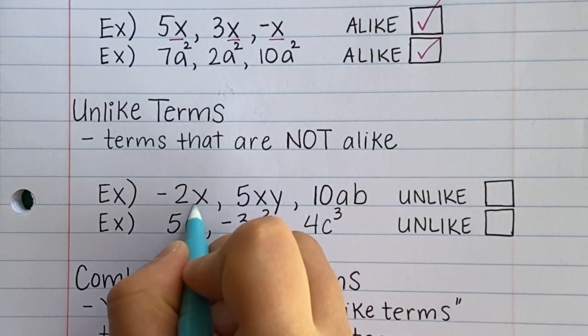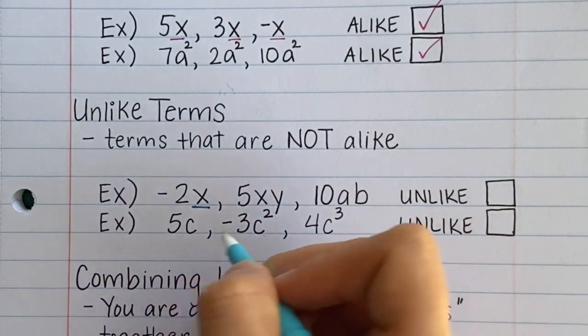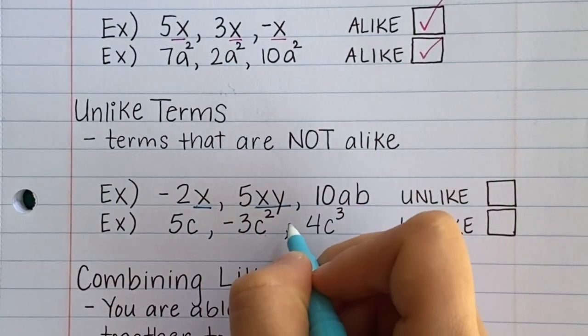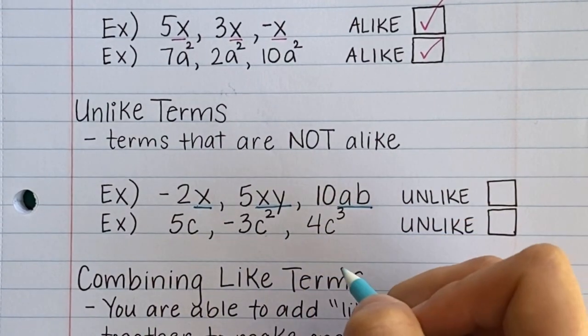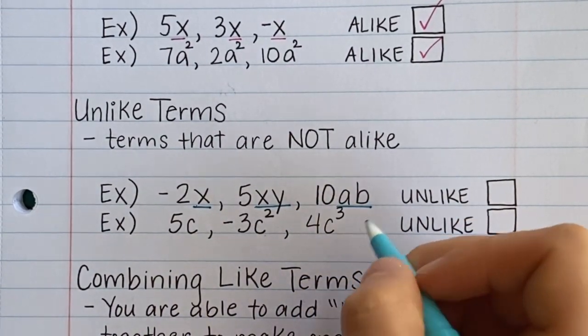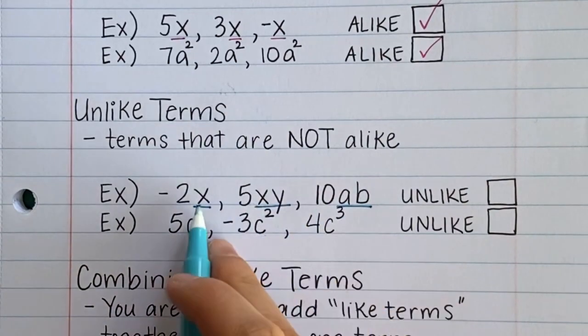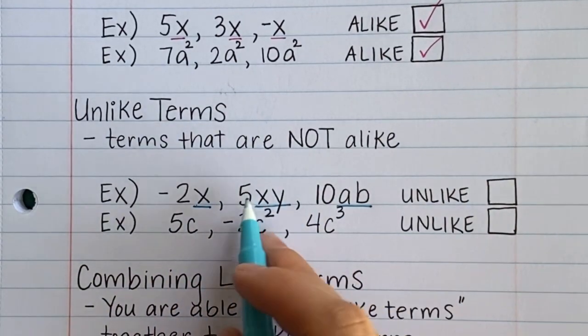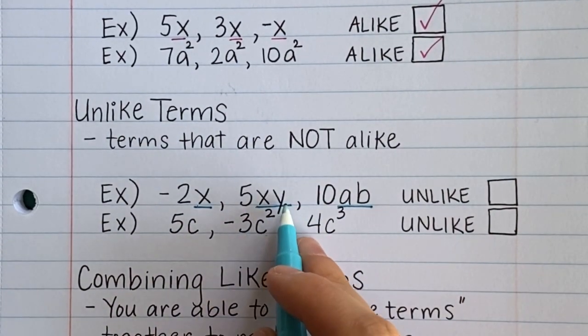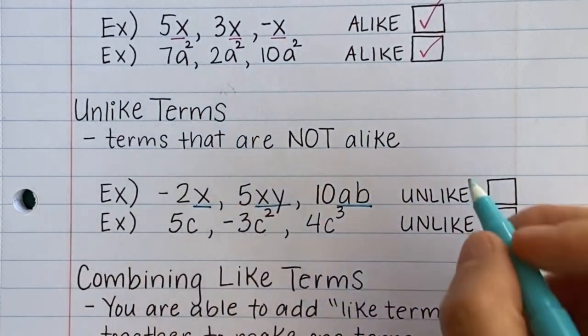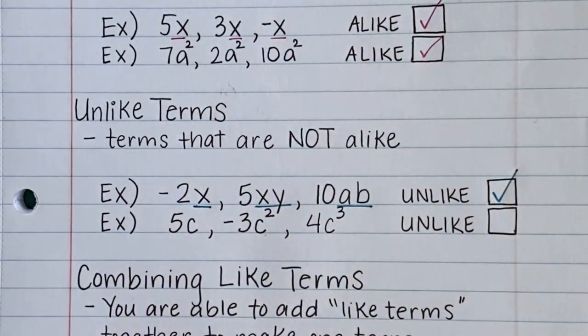If you look at the variables of each, here we have an x variable, here we have an xy variable, and here we have ab variables. So they're completely different from each other, although this one has an x and so does this one, but this second term includes the y, so we would consider them unlike. So all three of those terms are unlike.